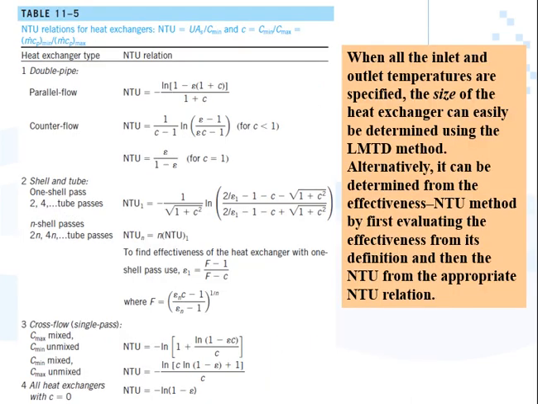There is another table, table 11.5, that shows the correlations for NTU instead of epsilon. It depends on the situation, so you have all that information. The only thing that you need to do is find the right correlation that you need, and after that you go to the table and you find it.